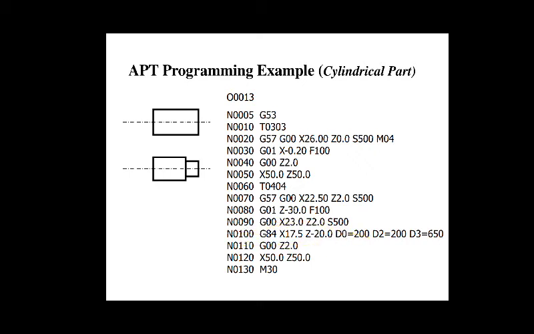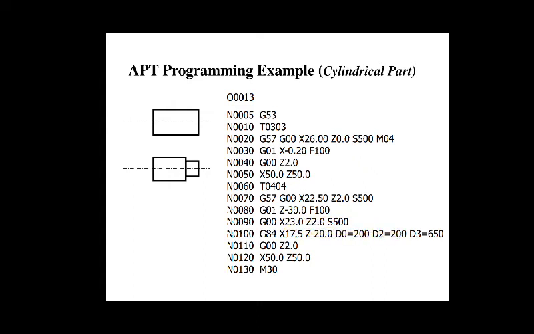Okay, Z, that is the length of the step, which is 20 mm. The diameter is 17.5 and the length is 20 mm. D0 is nothing but the finish allowance in the X direction, which is 0.2 mm, and D2 is the finish allowance in the Z direction, 0.2 mm. D3 is nothing but the depth of cut in each pass, that is 0.65 mm.